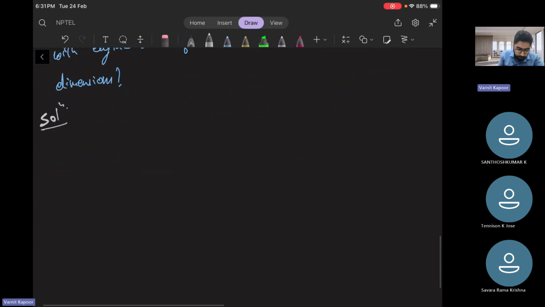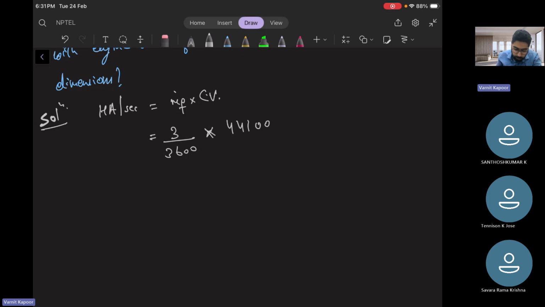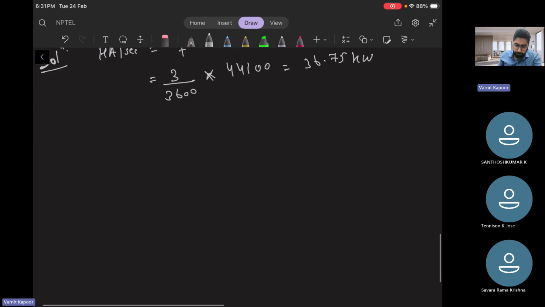So let us see. Heat added per second will be what? As I said, mass flow rate into calorific value. The mass flow rate is given to be 3 kg per hour. To convert to per second, 3 by 3600. The calorific value is 44.1 megajoule, so in kilojoule it is 44100. So I get 36.75 kilowatt of heat added per second from here.